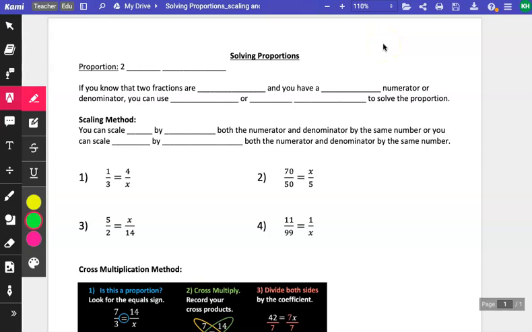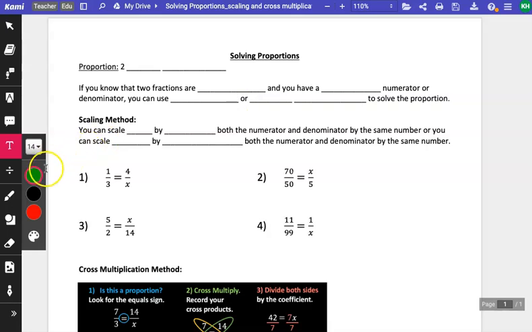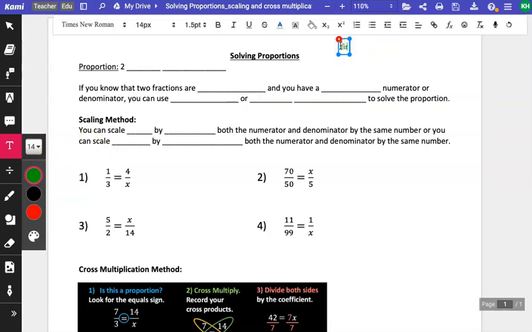In this video, we're going to be taking notes on solving proportions on a Kami document. You get to Kami through Canvas. That's where you're going to access this notes page. The first thing I want you to do is click this T, which is for text box, and choose the color you want to write with. And then I want you to record your first and last name at the top.